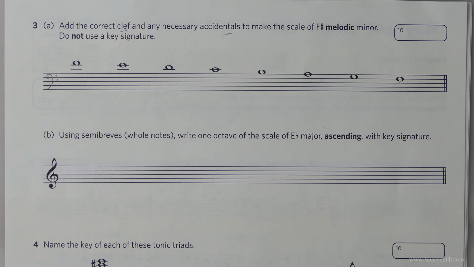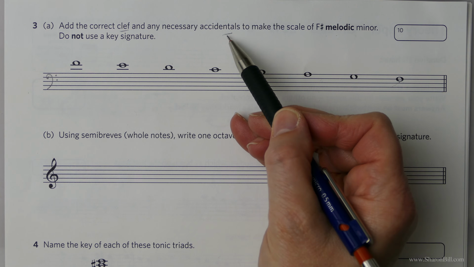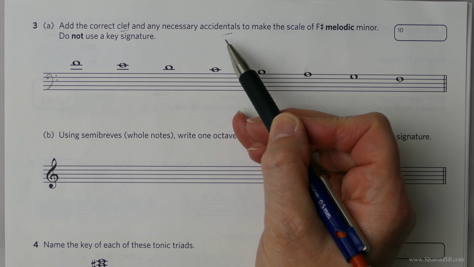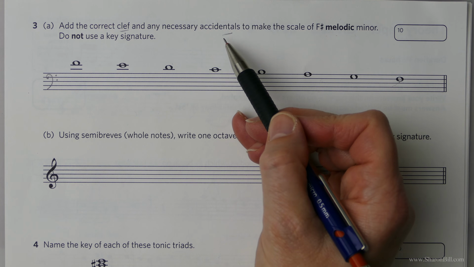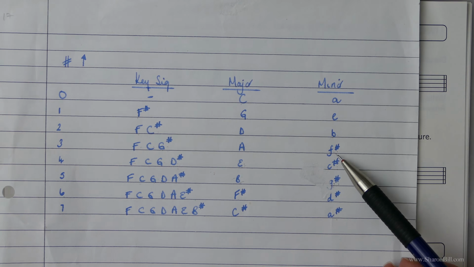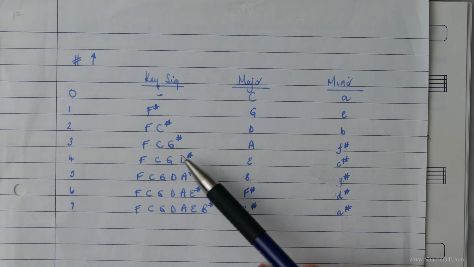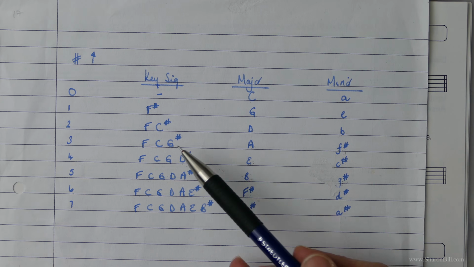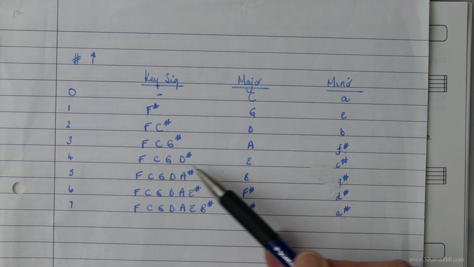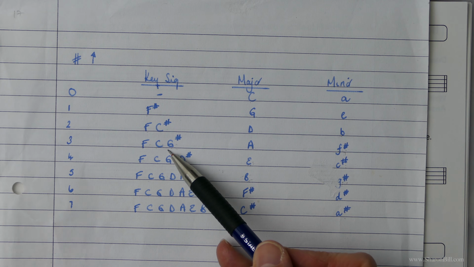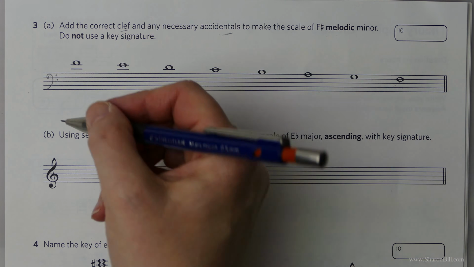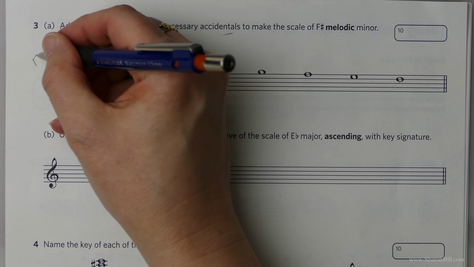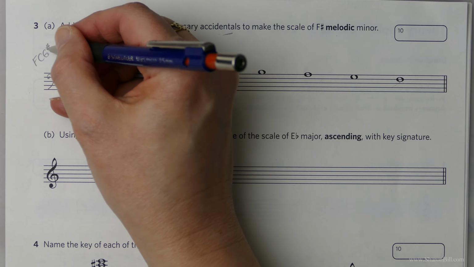Now then, the accidentals are in lieu of a key signature, so we need to be aware of what the key signature would be. We can see that F sharp minor is related to A major, which has a key signature of F, C, G sharps. It's just a matter of revising these, but if you just jot down your circle of fifths, it's job done straight away. So we want accidentals of F sharp, C sharp, G sharp.